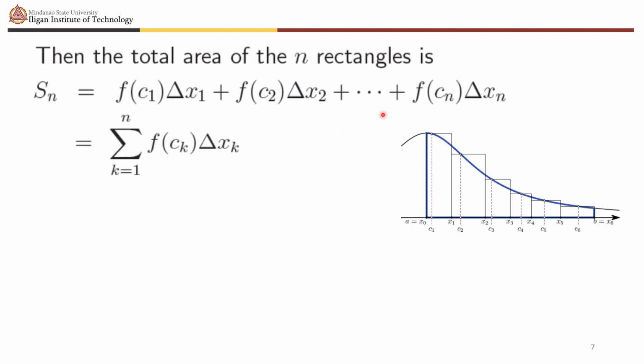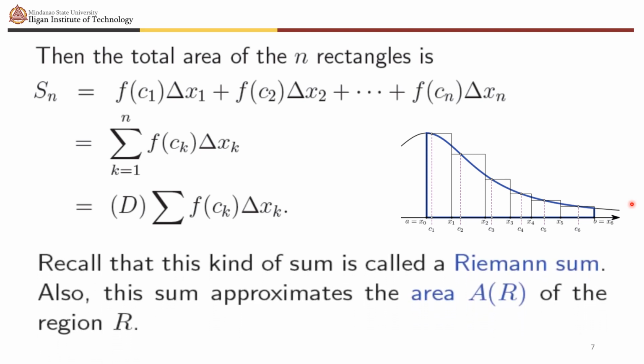So this can be interpreted as the sum of f of c sub k delta x sub k, k equal to 1 to n. If we take the summation of f of c sub k delta of x sub k over all of these values, we call this your Riemann sum. So again, this sum approximates the area under the given curve. Sometimes we denote it as A of R, for the region R.